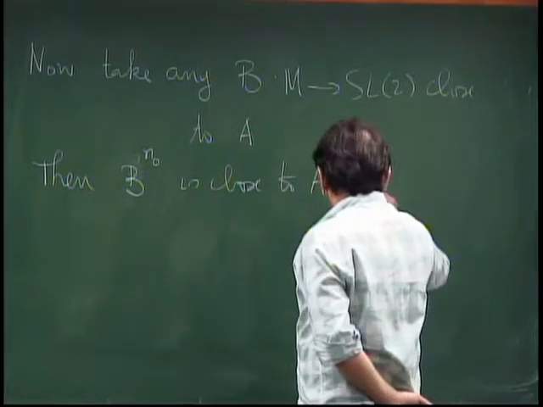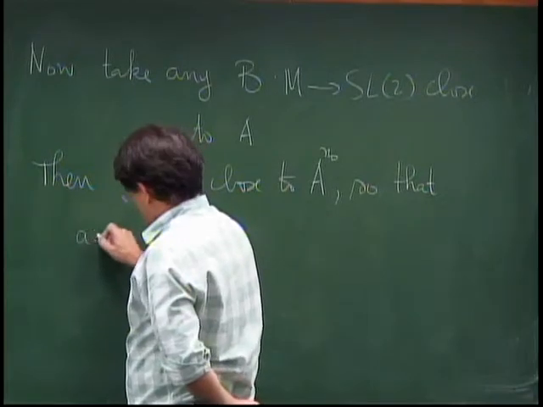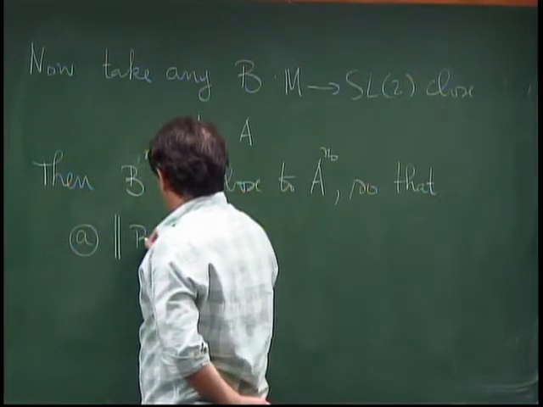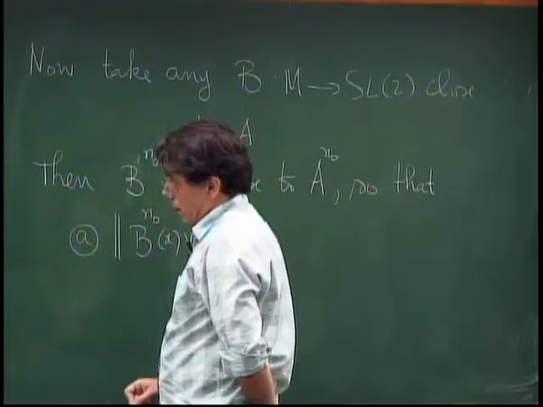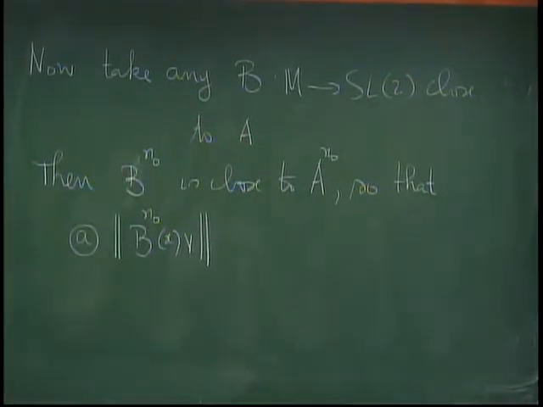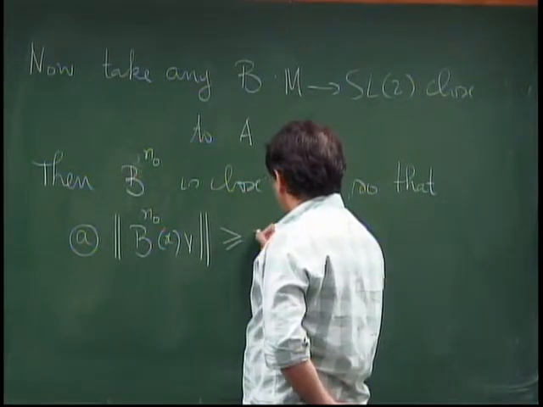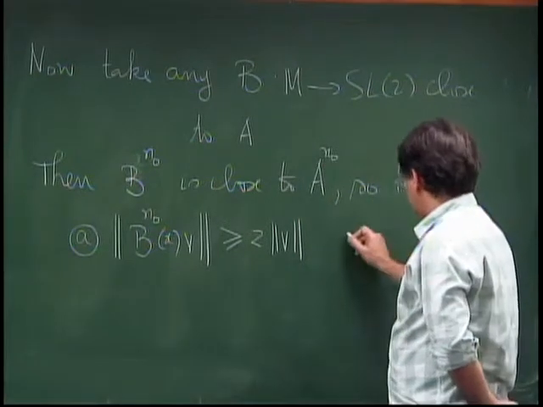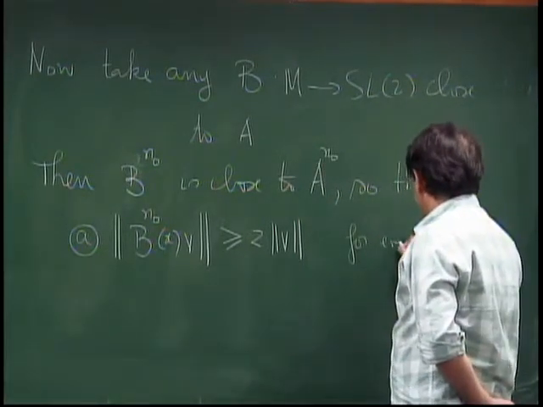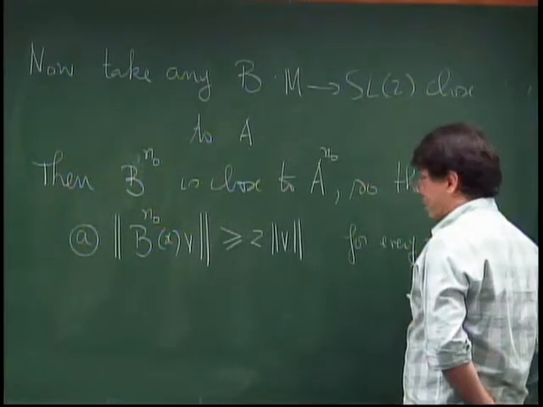So that B_n0 x v, well, maybe it's not bigger than 4 times v, but by continuity, by proximity, it's bigger than 2 times v, or 3 times v, for every x. And for every x and v.